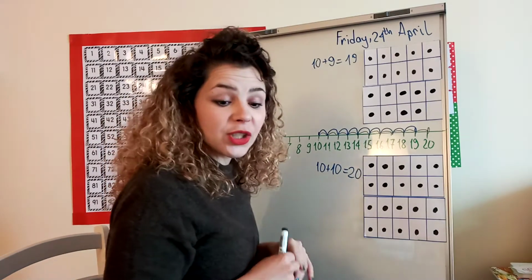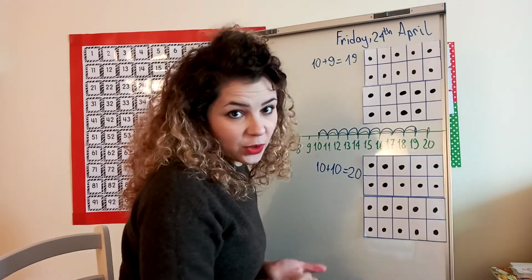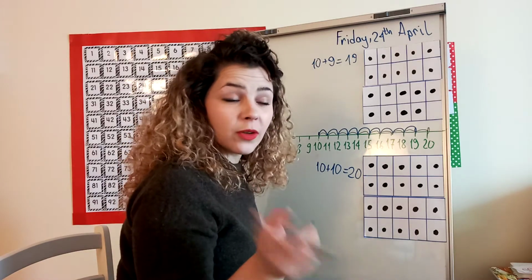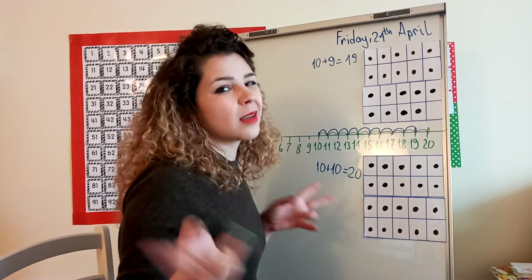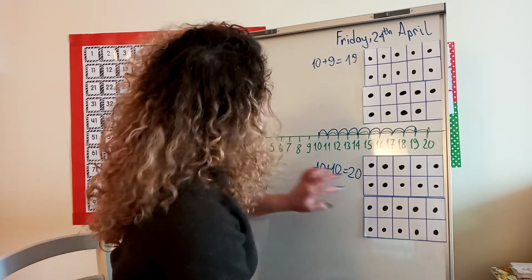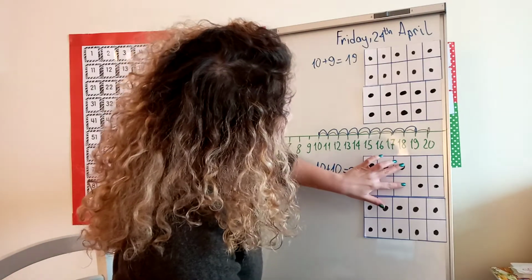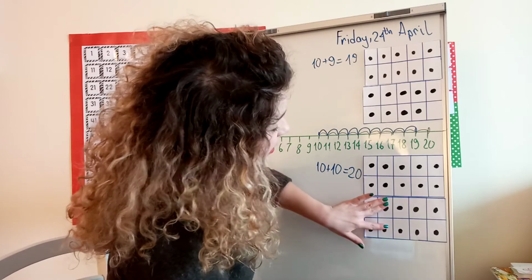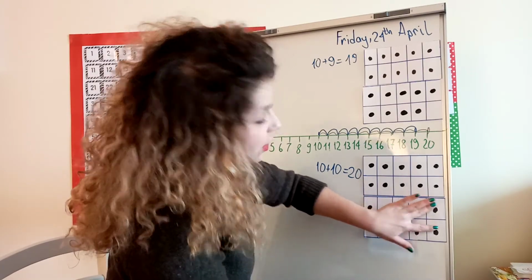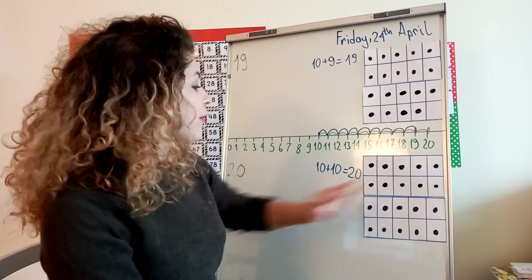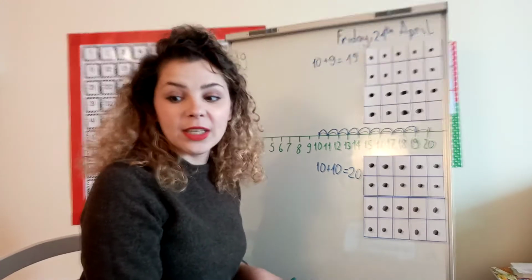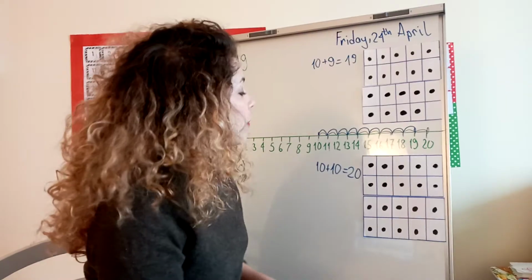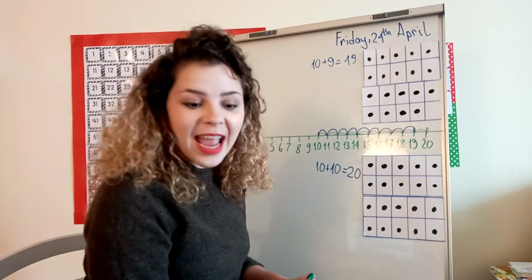And finally, just to be completely sure that this is right, we're going to count, okay? But we're going to count by 2s because counting by 1s is too slow, okay? So 2, 4, 6, 8, 10, 12, 14, 16, 18, 20, okay? So this is definitely 20 on a 10 frame, 2 completely filled in 10 frames.